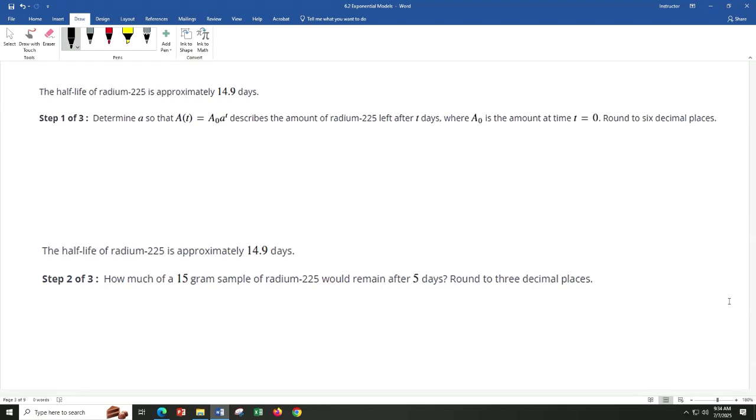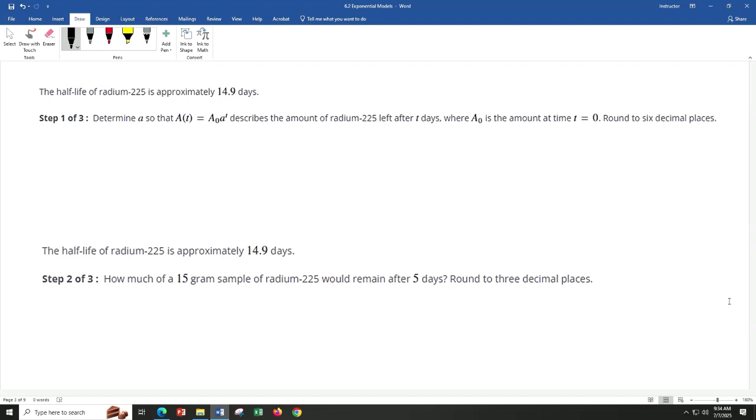That's our growth rate, right? Except for us, it's going to be decay. Determine A, so that A of T equals A naught. A of T describes the amount of radium left after T days, where you have the initial amount at time 0. And then you're going to need to round to 6 decimal places, which means go to 7, round to 6. If you start getting a bunch of red bars, that means you're going to 6 and rounding to 5. Go to 7, round to 6.